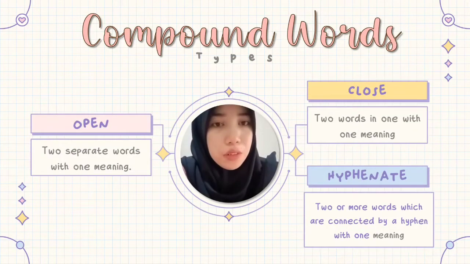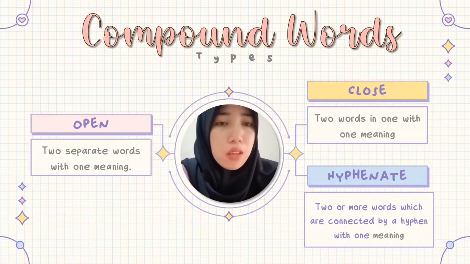Types of compound words. The first is open. Open compound words are two separate words with one meaning. It means two words with a space between them, said together as one word with one meaning. And the second is closed compound words. Closed compound words are two words in one word with one meaning. Closed compound words look like one word. That means two words are joined together as one word. And the last is hyphenated. Hyphenated compound words are two or more words connected by a hyphen with one meaning.